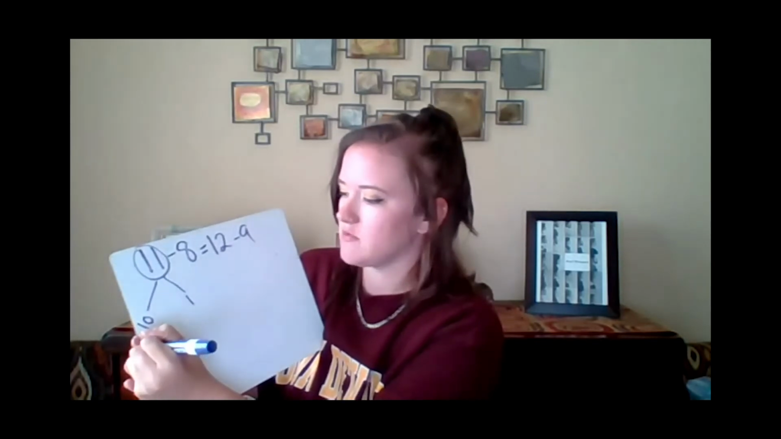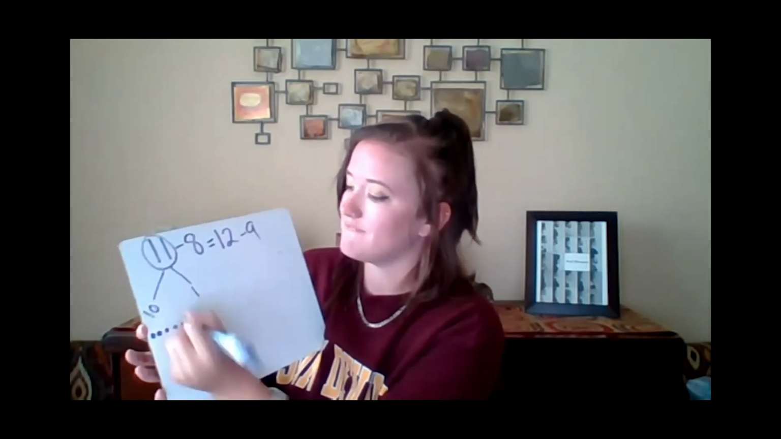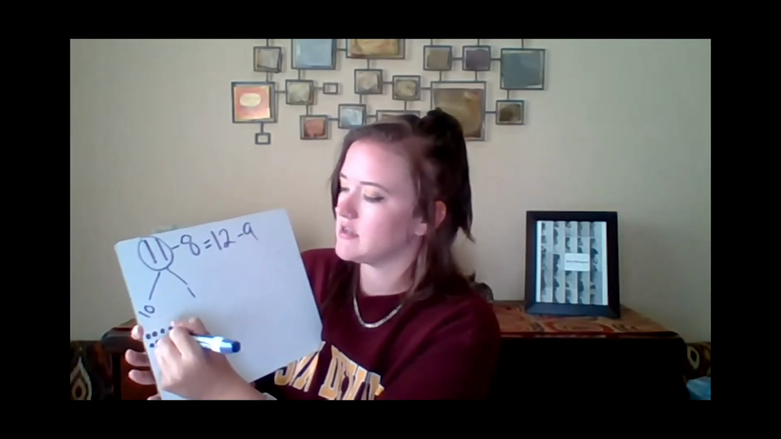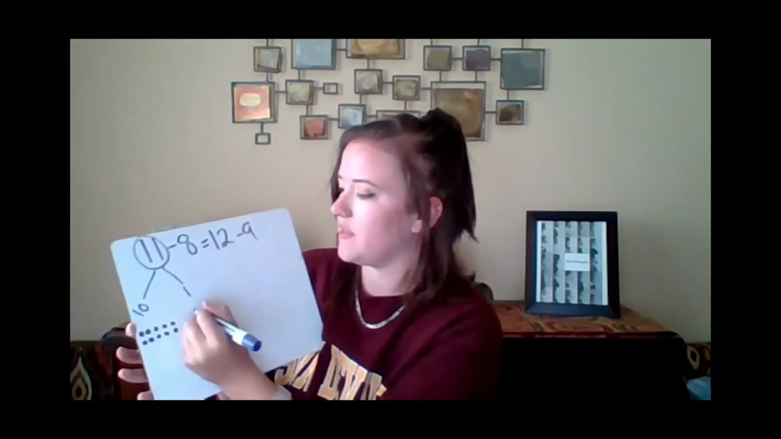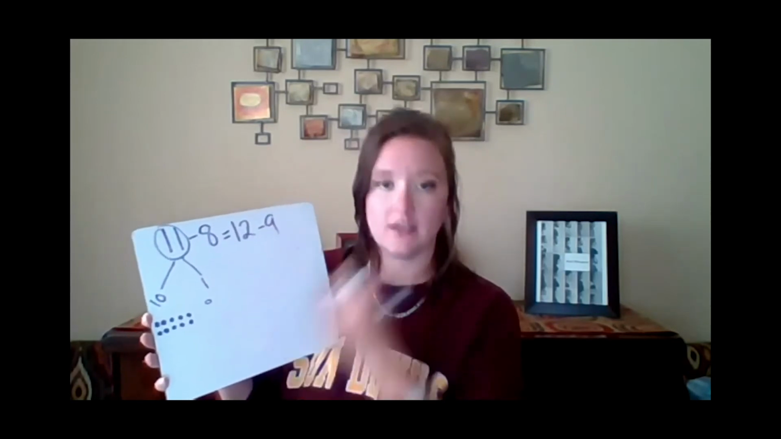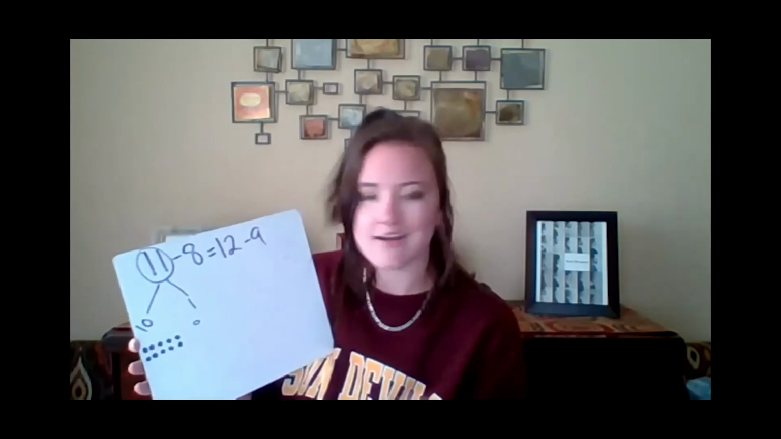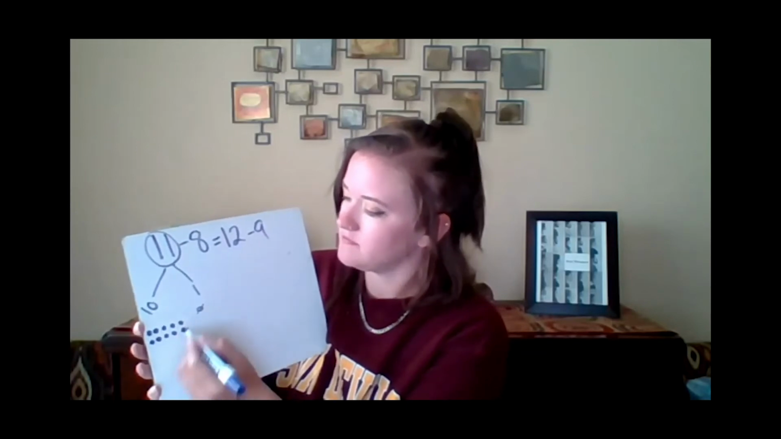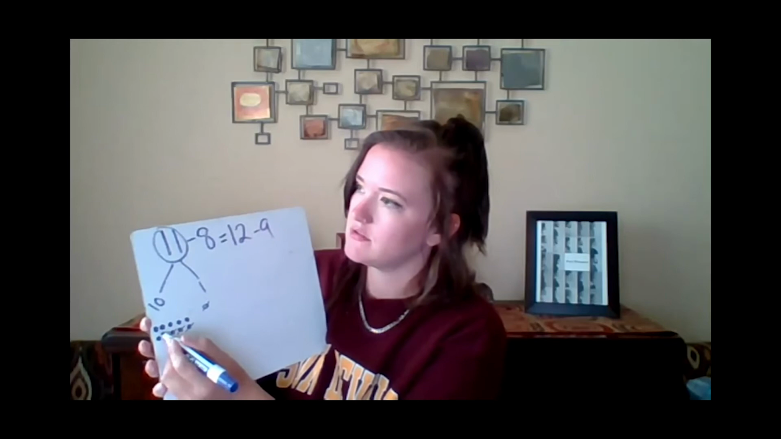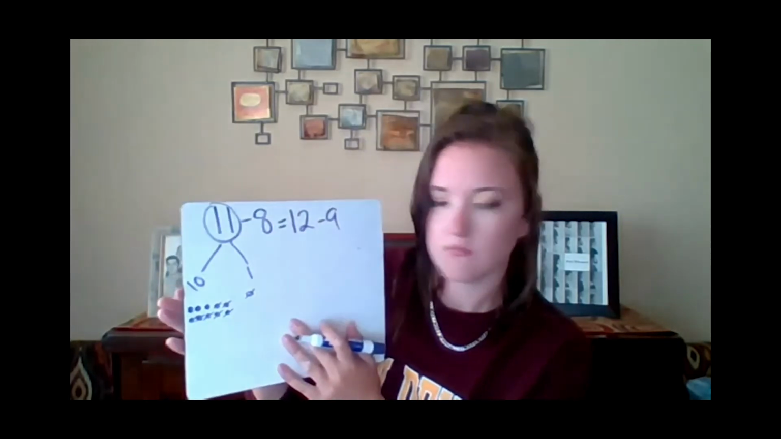So let's draw our picture. We've got 1, 2, 3, 4, 5, 6, 7, 8, 9, 10. And then we've got 1 over here. Beautiful start. And how many are we erasing or crossing off? How many are we subtracting? 8. So let's do it. 1, 2, 3, 4, 5, 6, 7, 8. And how many are left?